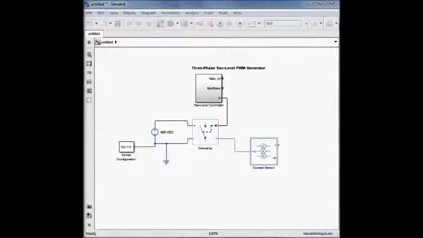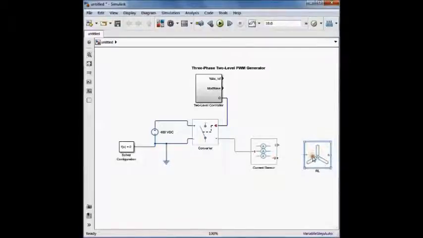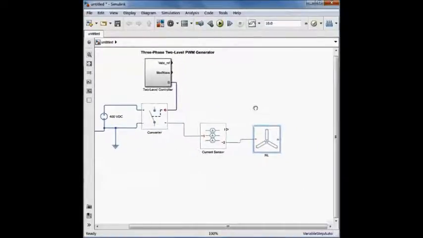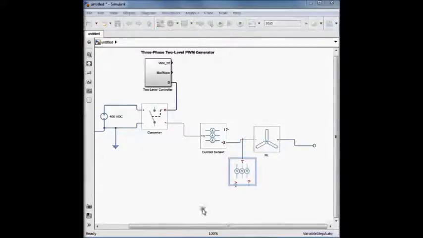Okay, and again we need an RL load. So the RL load is coming here, and it gets terminated here. This is a neutral. We need a voltage measurement device over here, and a reference also. So the reference is getting connected here.